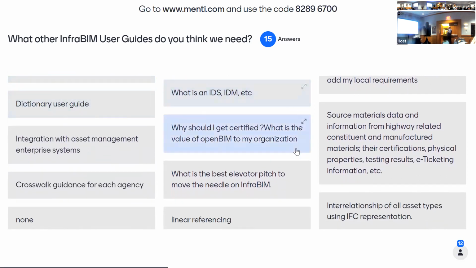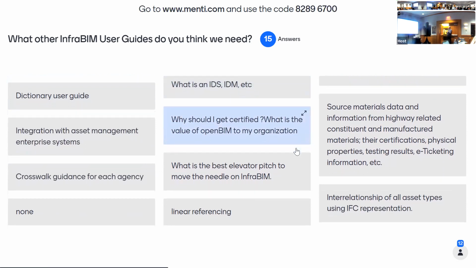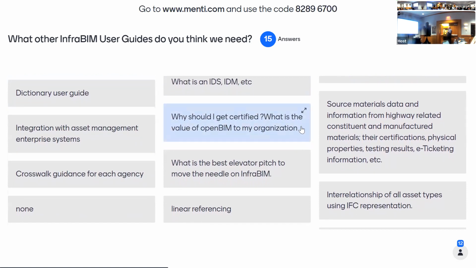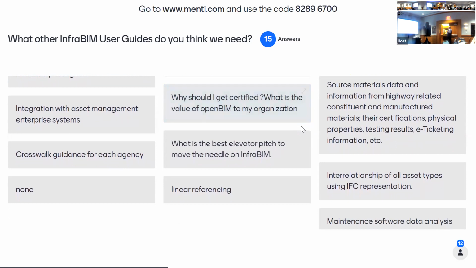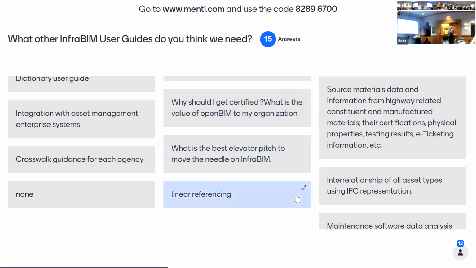Okay. What is an IDS, etc.? Yes, that's already kind of covered in the user journals. What should I get certified? Why should I get certified? That's an interesting issue. It's something that does need to be explored a bit more to promote the certification process. What's the best elevator pitch to move the needle on an infra BIM? That's promoting adoption within the industry.